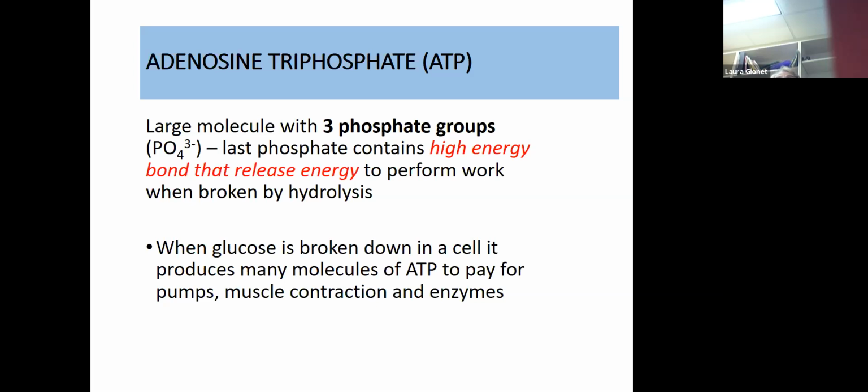And that's why we eat food. Now, we eat most food because of taste, and some of us eat more food than we actually need. But food and oxygen are so our cells have something to burn so they can perform all their functions. And without the food, everything just starts to die. When glucose is broken down in a cell, it produces many molecules of ATP to pay for pumps and muscle contraction and enzymes that have to work and grab things and put them together. It all costs money, baby. So that's where it's coming from.